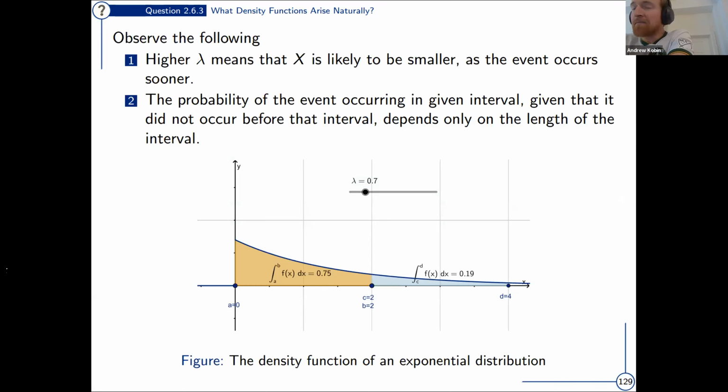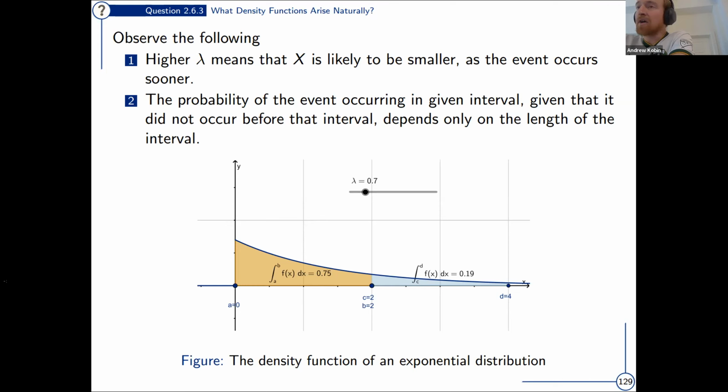Here's a depiction of a graph of one of these functions, and if you go to the interactive versions of these slides, you can see the little widget allows you to change the lambda value, and you'll see that the function moves up and down depending on what lambda is. So here are a couple observations about an exponential function. If lambda is larger, or the event is expected to occur more times per hour or more times per time unit, then x is likely to be smaller, meaning the wait time is likely to be smaller.